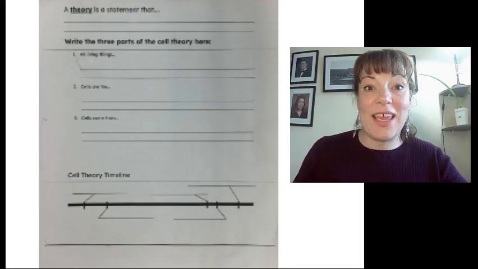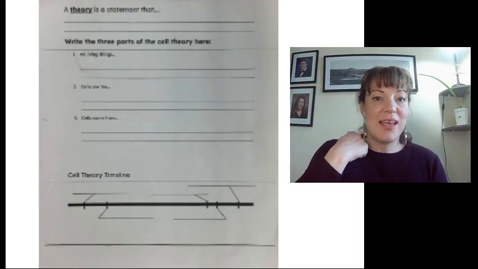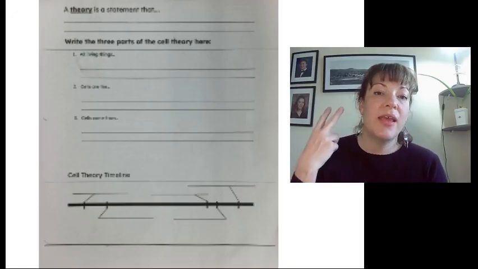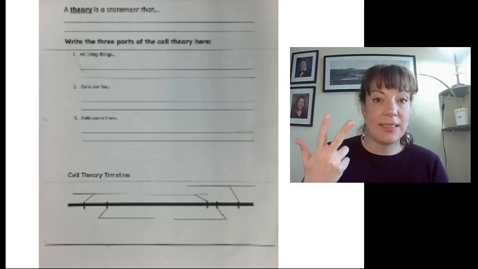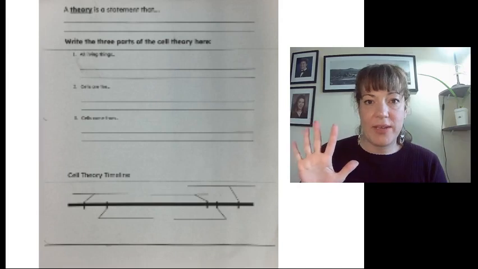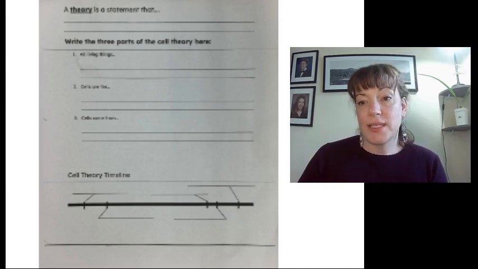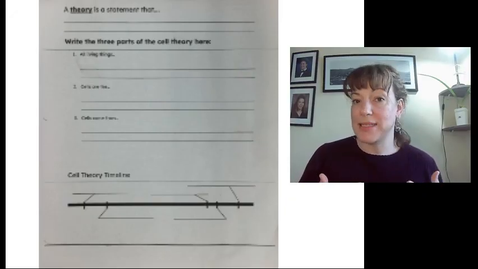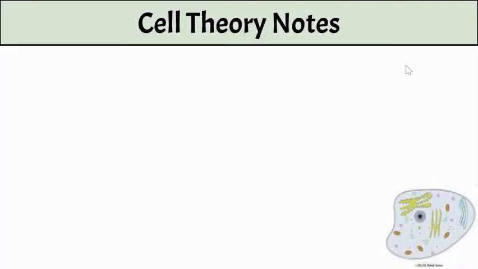This is the page I'm going to use. You can see that there are 3 sections: the definition of a scientific theory, the 3 parts of cell theory, and a timeline to add in information about the 5 different scientists that contributed to cell theory. If your page doesn't have one of those parts, that's fine. Just add it in. It's no problem. It's just a piece of paper. So here we are with cell theory notes.